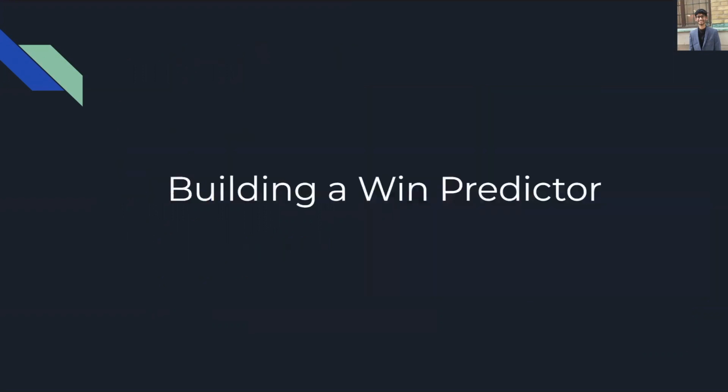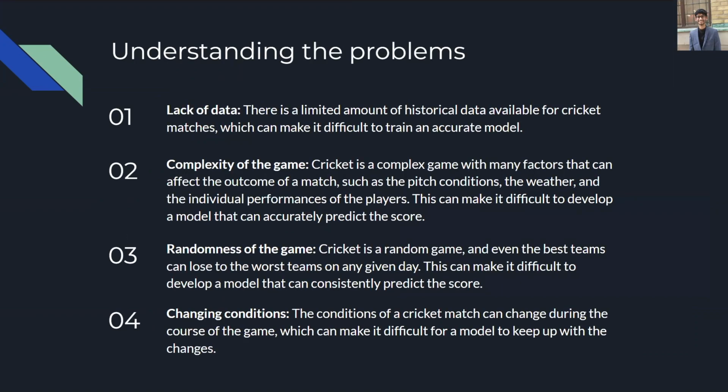Now, let's talk about the process of predicting a game. This presents several challenges. Initially, the historical data is limited. Additionally, cricket's complexity, influenced by variables like pitch conditions, weather, and individual player performances, makes predicting outcomes difficult. Furthermore, cricket's inherent unpredictability, coupled with unforeseen match circumstances, amplifies the complexity.